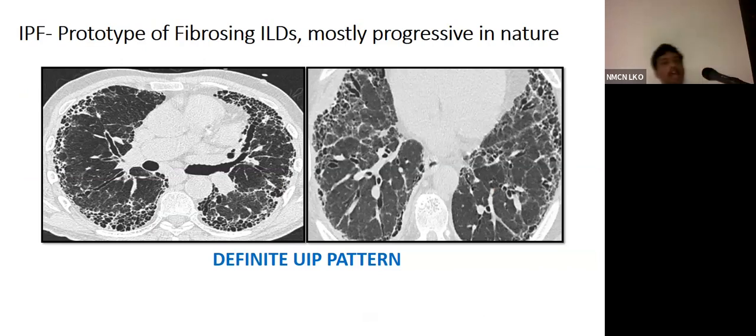Idiopathic pulmonary fibrosis or IPF is considered the prototype variety of fibrosing ILDs, and in most cases it is very progressive in nature. The prototype pattern of IPF is the definite UIP pattern. This definite UIP pattern is usually characterized by the presence of bilateral basal subpleural honeycombing with reticular opacities, traction bronchiectasis, loss of lung volume, and significant distortion of the lung architecture. If this definite UIP pattern is present, it usually signifies IPF.